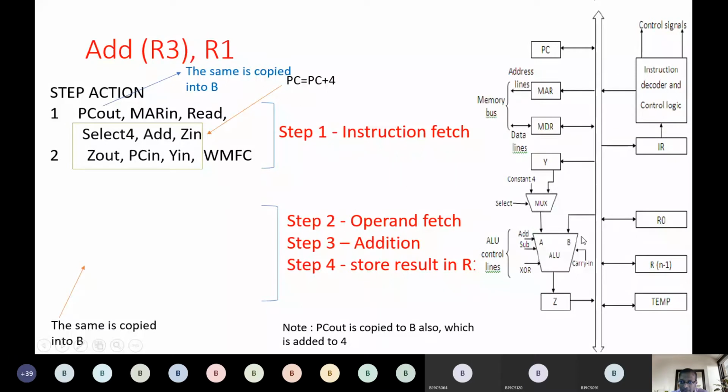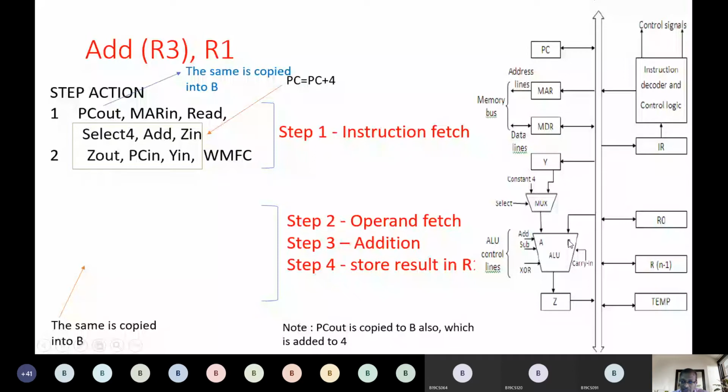But what is in B? In B we already have the PC out. Whatever PC out we got goes into B. So B is added to constant 4 in A, and the result is the address of the previous instruction plus 4. We will get the address of the next instruction, and that will be given as an input to the Z.